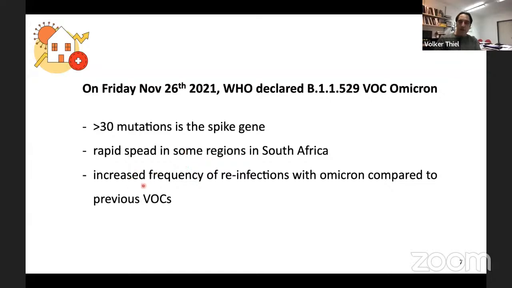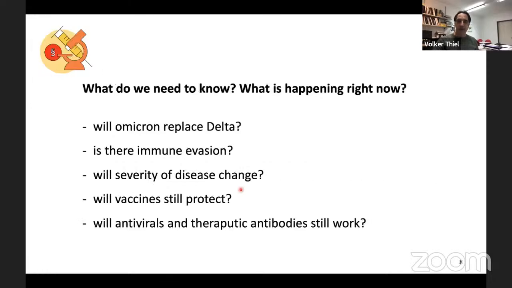Another issue was that the colleagues in South Africa reported an increased frequency of reinfections with Omicron compared to previous VOCs. So that means people that have been infected before and recovered obviously got frequently reinfected with Omicron to an extent that is higher if we compare that to other variants that appeared in South Africa before.